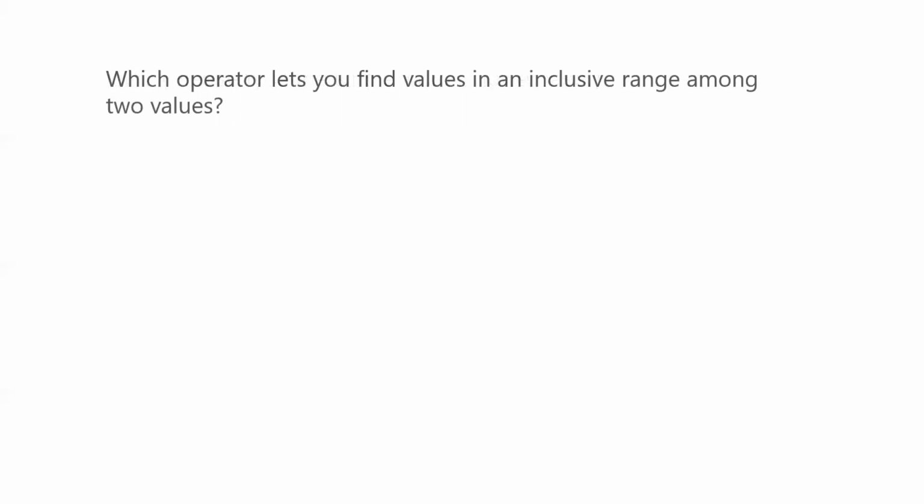Which operator lets you find values in an inclusive range among 2 values? So you want to find, in a where clause, that the answer, and I can't say it without saying the answer, is between. For values that come between 2 values, an inclusive range is between.